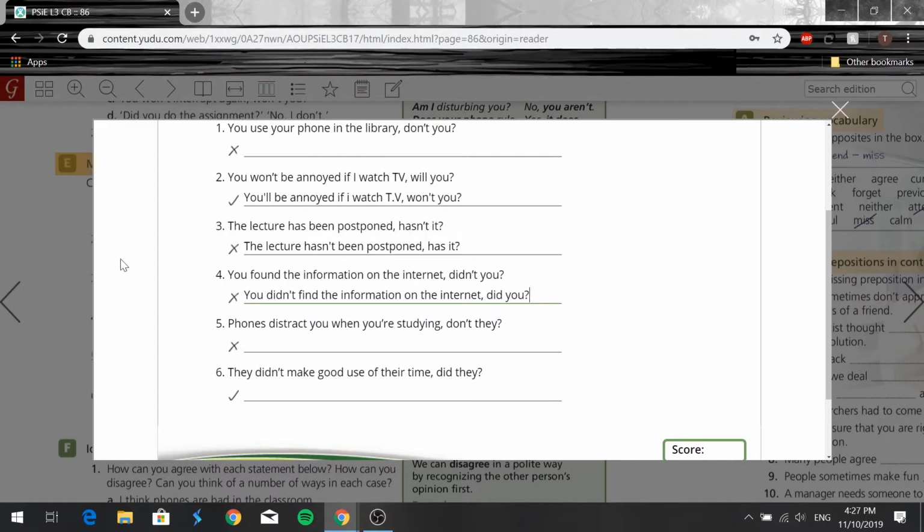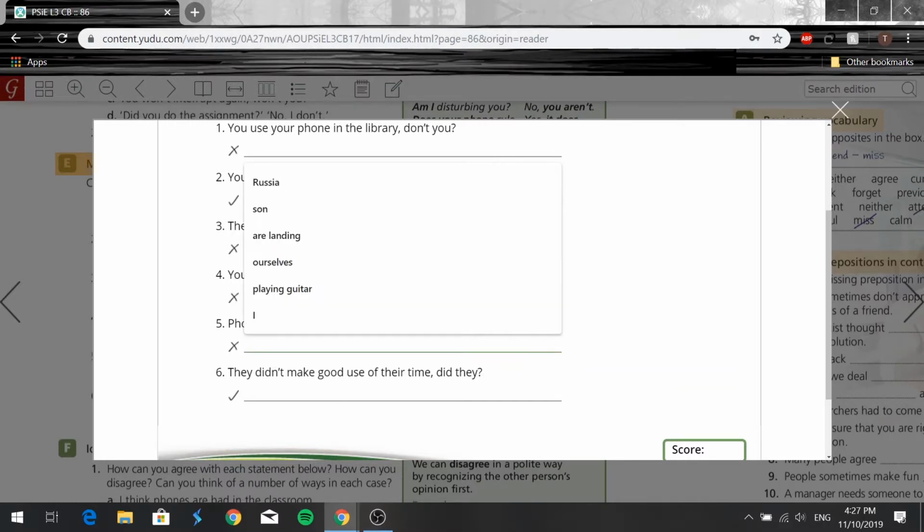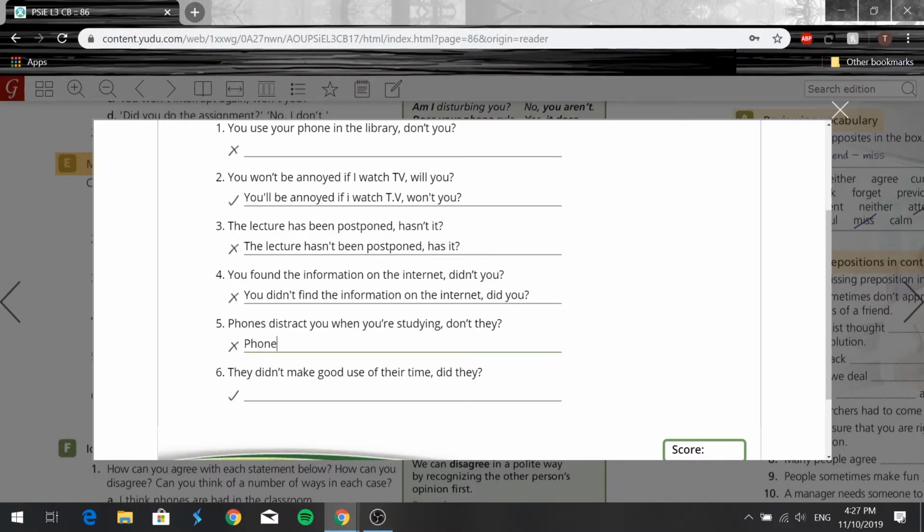Okay, then we have 5, phones distract you when you're studying, don't they? I want to change that to negative again, so I'll say phones don't distract you when you're studying, do they? Question mark. So phones don't distract you when you're studying, do they?